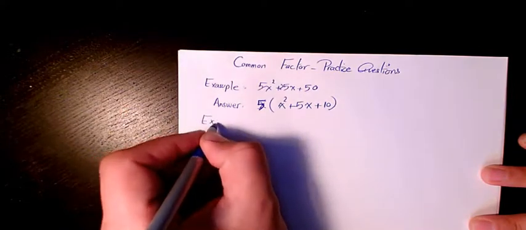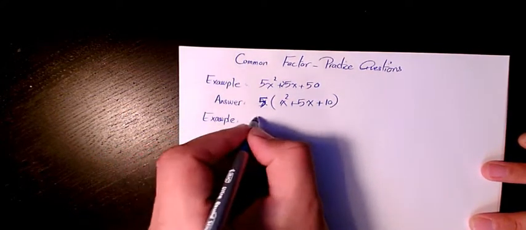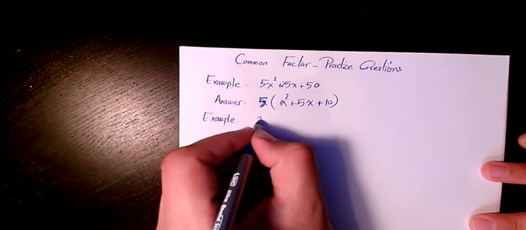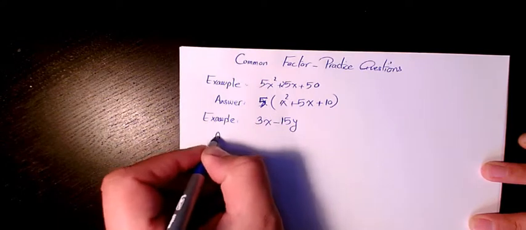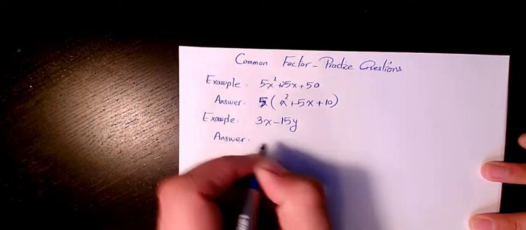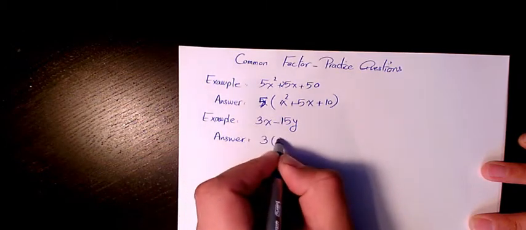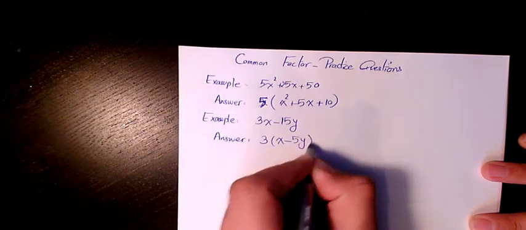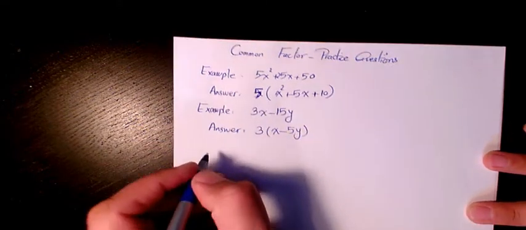Next example, we have 3x minus 15y. The answer will be: 3 is common between both of them, so I can factor 3. It's going to be x minus 5y. Why? Because negative 15y divided by 3 is negative 5y.